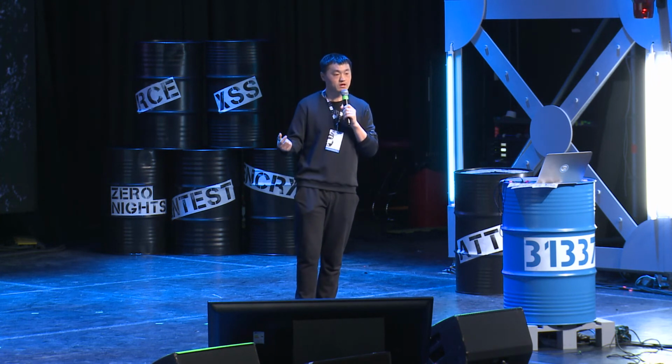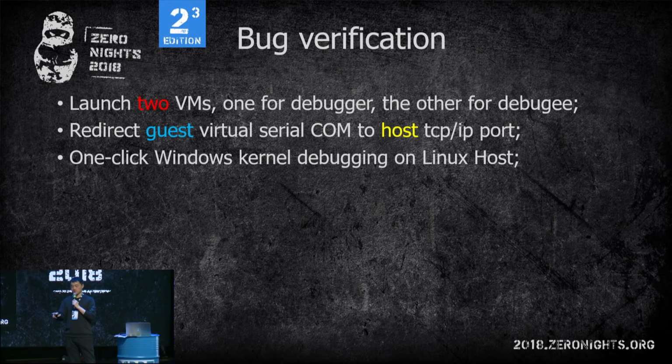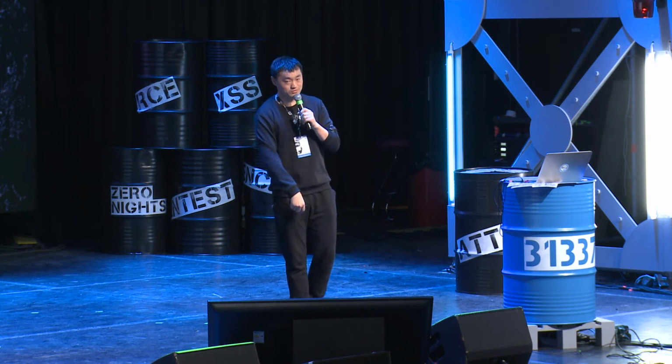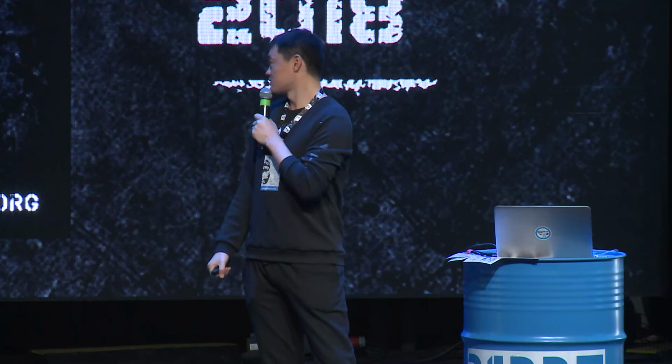And we launch 2 VMs, the first is for the debugger, and the other is for the debuggee. And we redirect the serial port to a host TCP/IP port, just to connect these 2 virtual machines together, and to do the kernel debugging on a Linux host. And it's really slow, and it takes time to debug to find the root cause of a vulnerability. But this is the only solution we have.